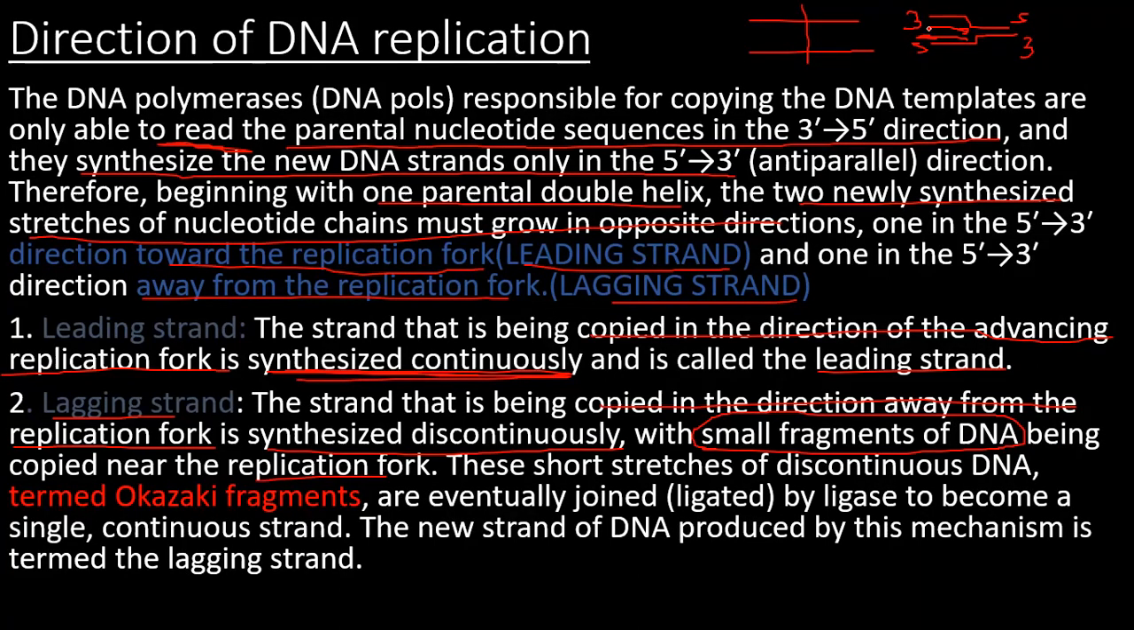Okay, so this synthesis here is continuous and the other one is discontinuous. That is why DNA replication is said to be semi-discontinuous, because it is half continuous and half discontinuous. Those short stretches of discontinuous DNA along the lagging strand are known as the Okazaki fragments. Then they are eventually ligated together by a ligase to form one continuous strand. So the new strand of DNA produced by this mechanism is termed the lagging strand.